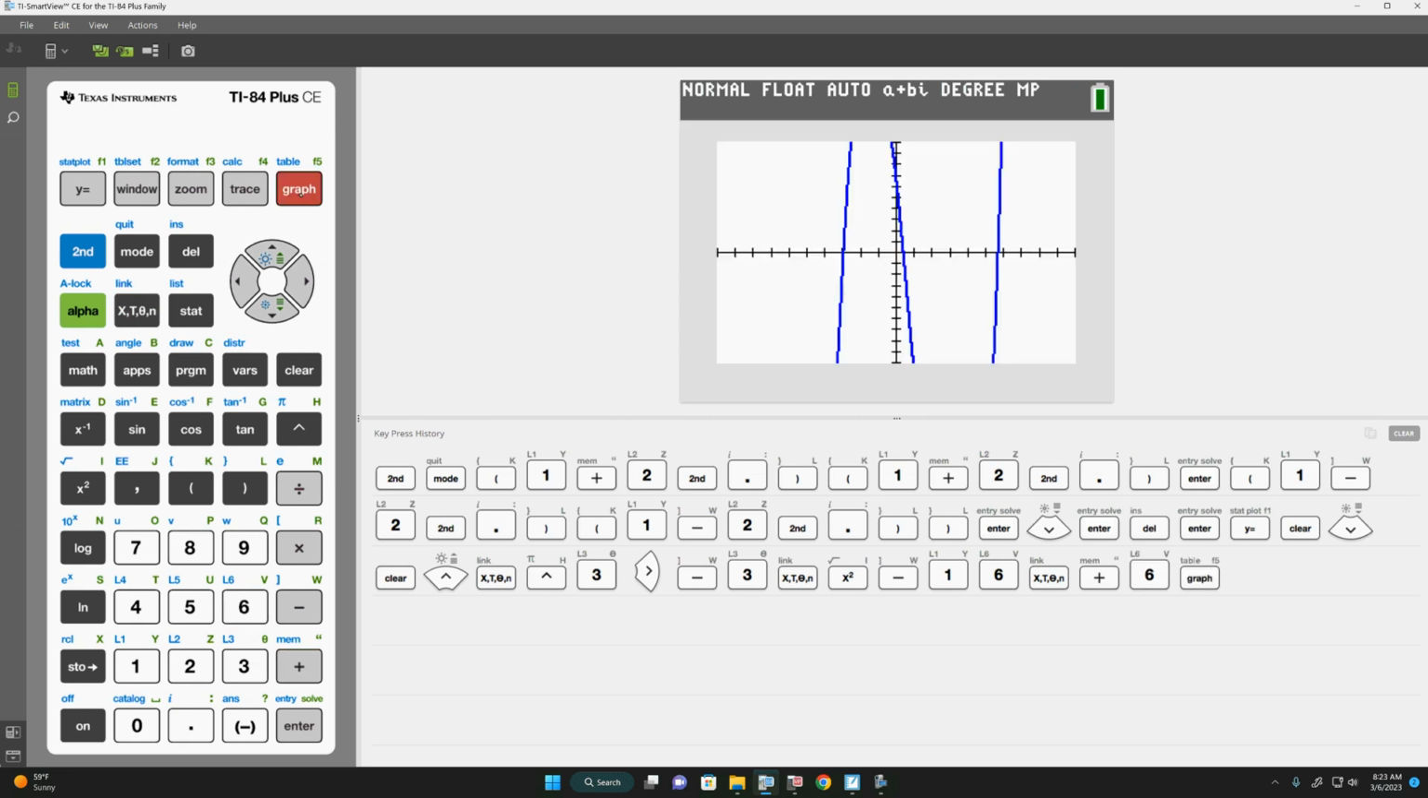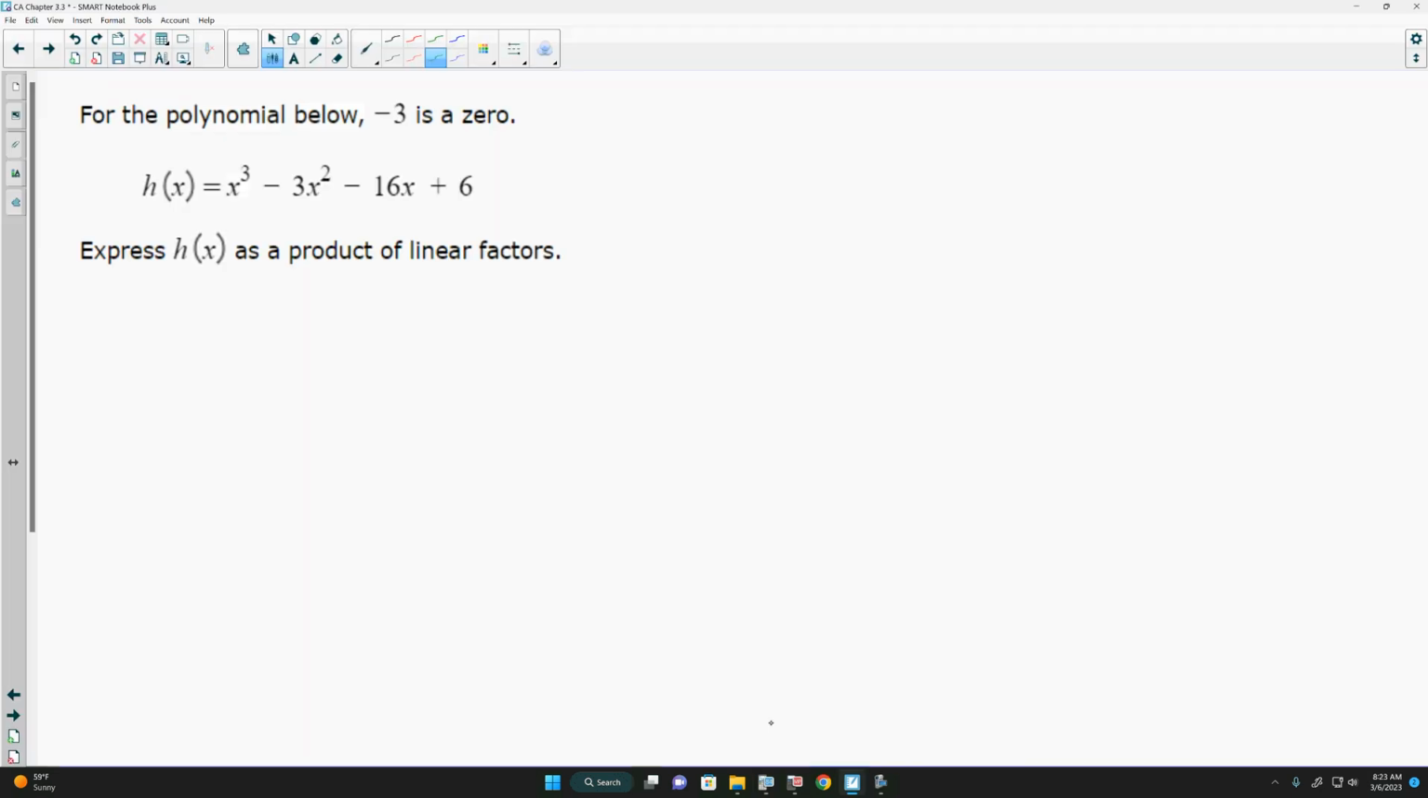Graph. Now they told us negative 3 is a solution, and we do see it crosses the x-axis at negative 3. However, the other two spots it crosses are not nice. One of them is between 0 and 1, the other is between 6 and 7. They're not nice numbers. If they'd been nice, then we could have done this a lot easier. Now, there's a good chance they're going to be irrational. They are going to be irrational.